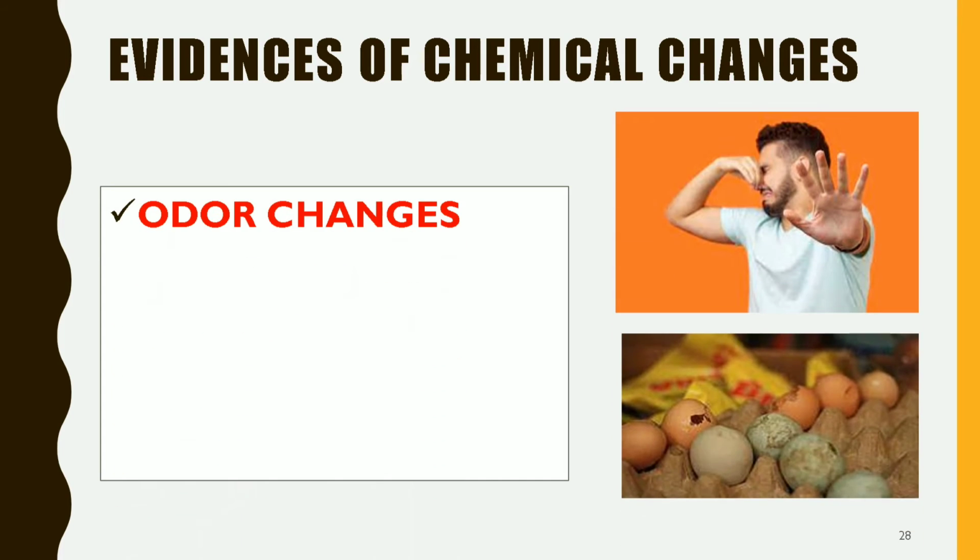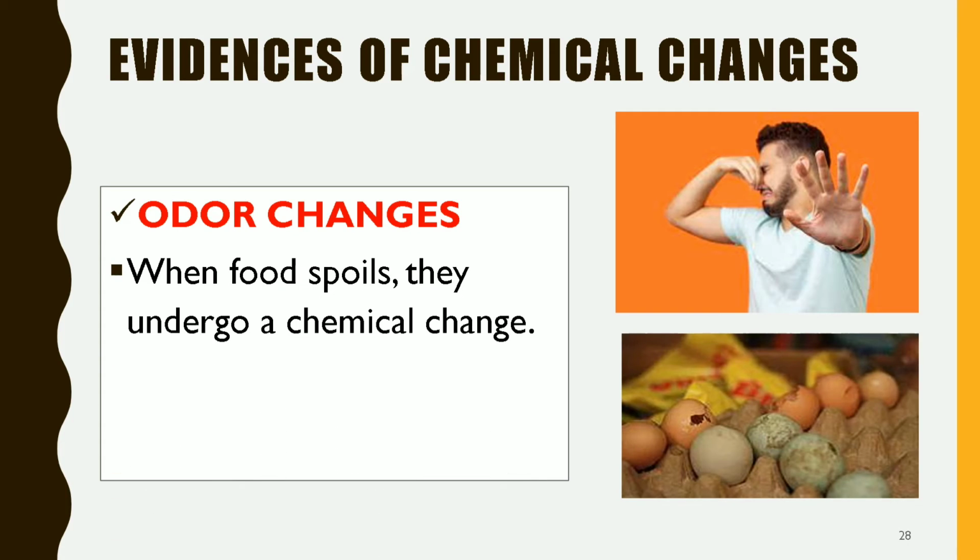Another evidence is odor changes. Have you also experienced smelling a rotten egg? Of course, its smell is different from a fresh egg. Again, when food spoils, they undergo a chemical change. The change in odor is a clue to the chemical change.